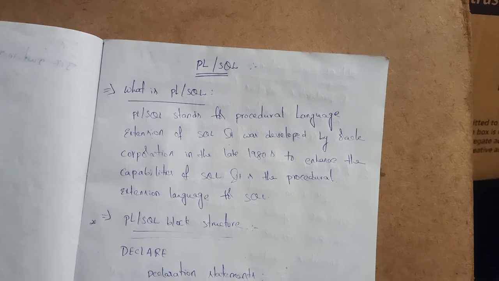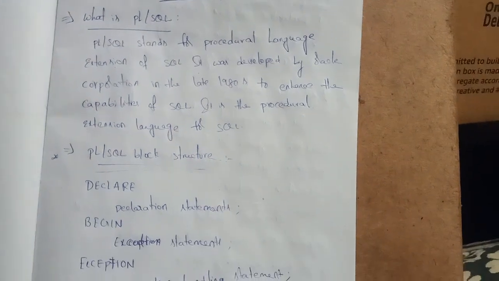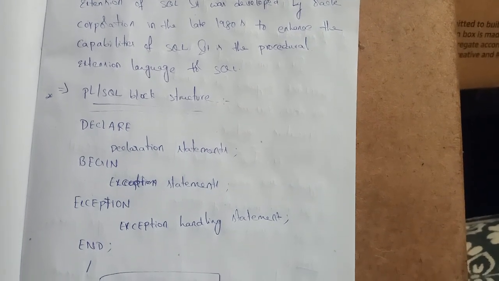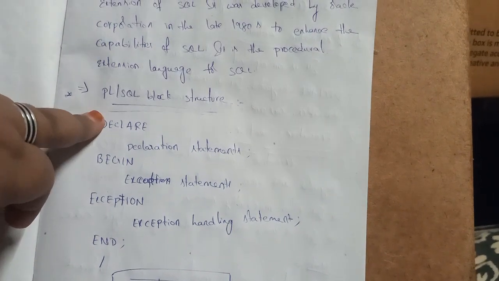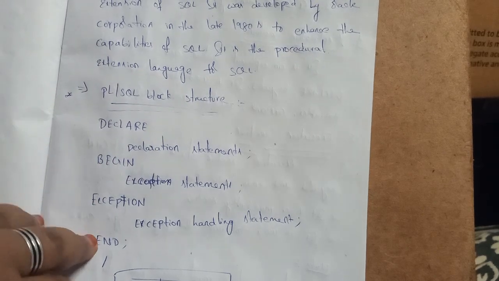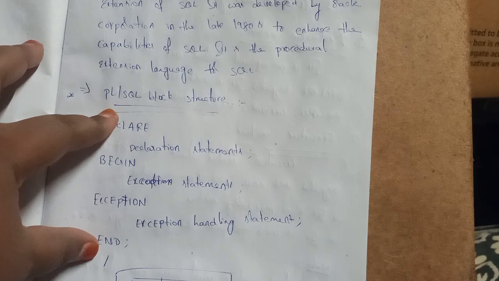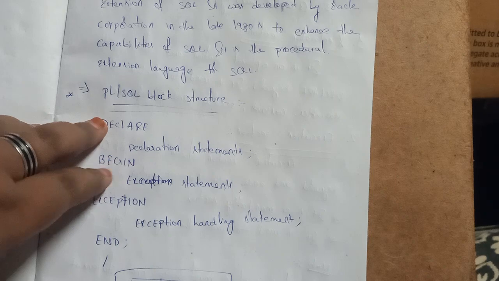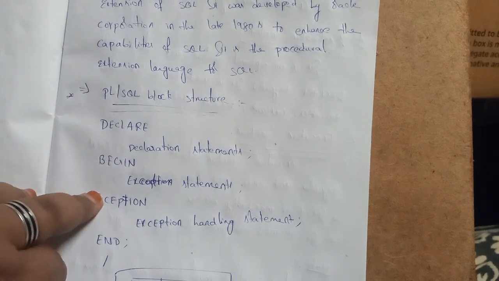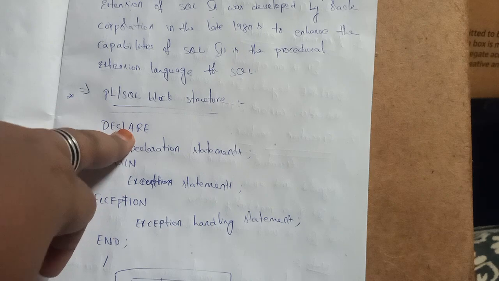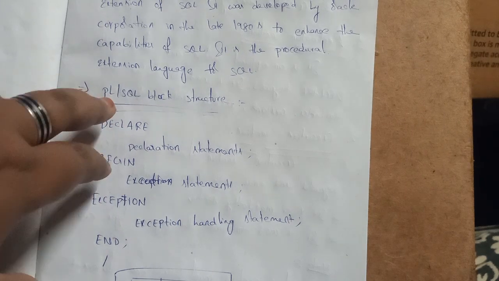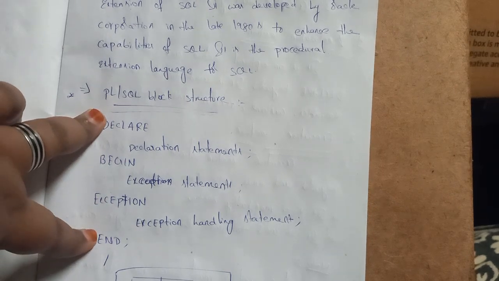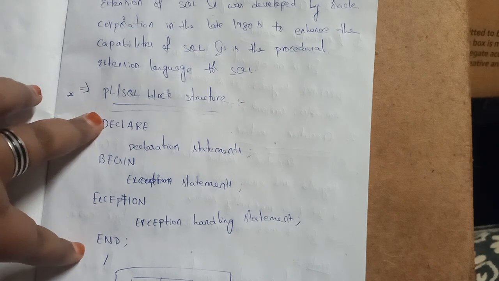Let's come to the structure of PLSQL. You need to remember only these four: declare, begin, exception, end. Please note these should be in capital letters: declare, begin, exception, end. These four are keywords, so we need to maintain them in capitals only.